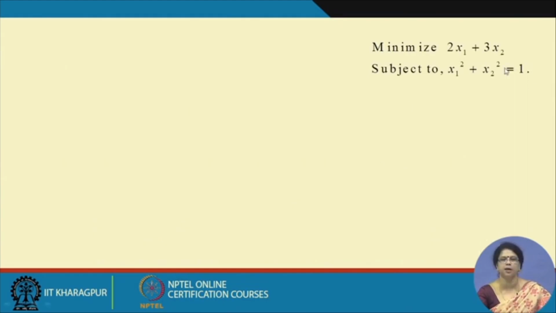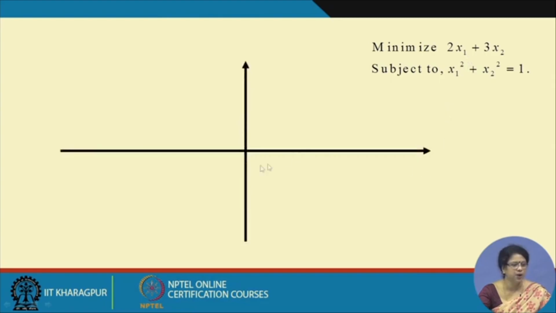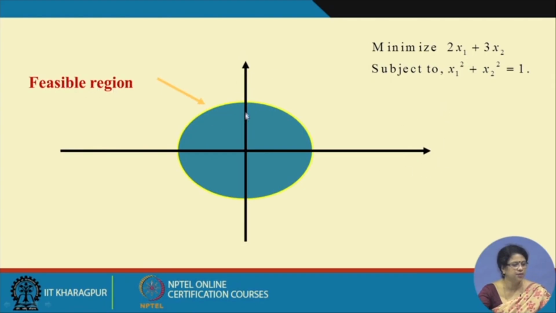I will show you. This is my problem. That is why x1 direction, x2 direction, this is the feasible region, that is, the region is only the yellow line. The inner region is not included because the constraint is of equality type, there is no less-than-or-equal sign, alright.